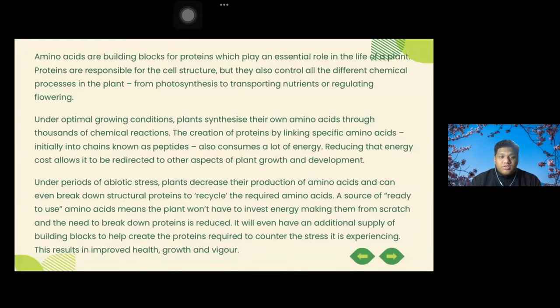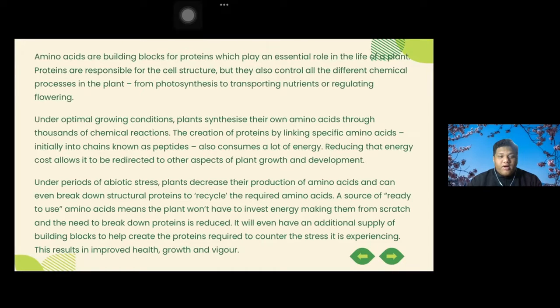Amino acids are building blocks for protein, which play an essential role in the life of a plant. Proteins are responsible for the cell structure, but they also control all different chemical processes in the plant, from photosynthesis to transporting nutrients or regulating flowering. Under optimal growing conditions, plants synthesize their own amino acids through thousands of chemical reactions. The creation of proteins by linking specific amino acids initially into chains known as peptides also consumes a lot of energy. Reducing that energy cost allows it to be redirected to other aspects of plant growth and development.